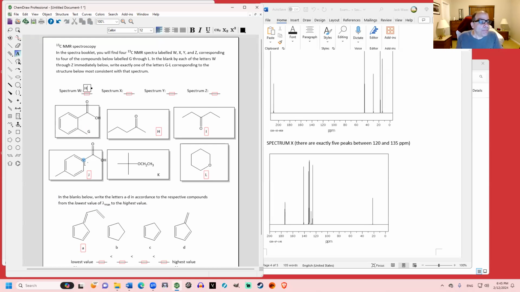There's only 2 compounds with aromatic rings. In compound G, all 6 of those aromatic carbons are different. They're all bonded to something different. They're all different distances away from the carboxylic acid functional group. In J, we would expect to see only 4 aromatic carbons. This one, the 2 that are ortho to the carboxylic acid, which are equivalent, the 2 that are ortho to the methyl group, which are equivalent, and the carbon that's bonded to the methyl group. So for J, we'd see 4 peaks in the aromatic range instead of 6. So spectrum X has to be G.